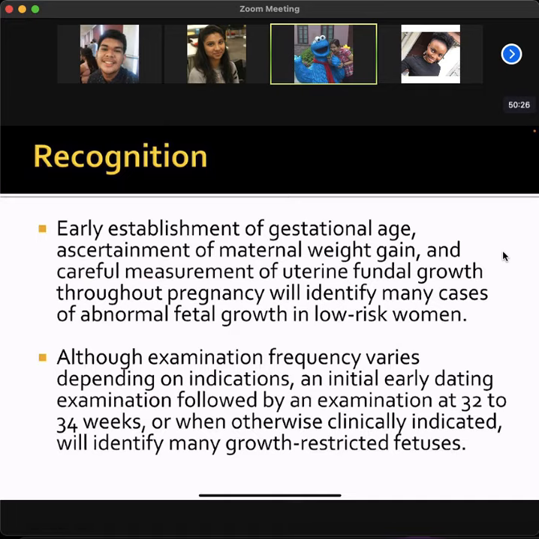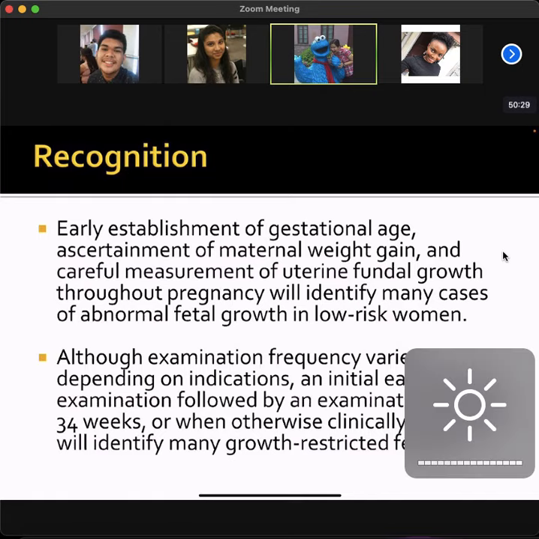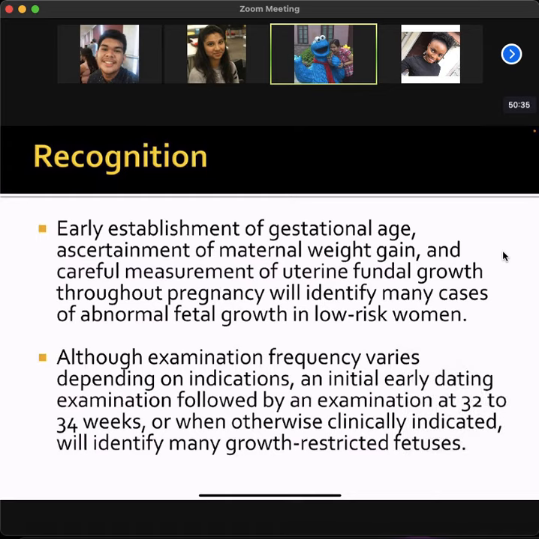This one is applicable especially for midwives. This one is okay and has good predictability, even if done by midwives, because these are repeatable values. Although examination frequency varies depending on the indication, and initial dating, especially for patients who are unsure of their menses, an initial early dating examination followed by an examination at 32 to 34 weeks or when otherwise indicated will identify many growth restricted fetuses.